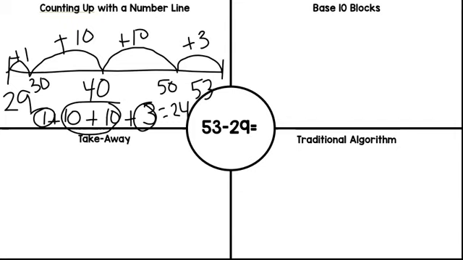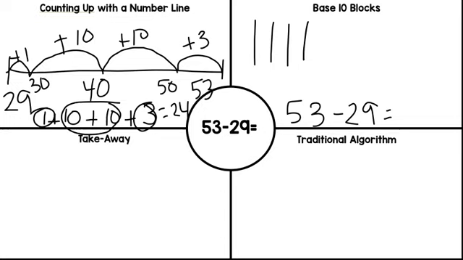Now, the next strategy we are going to use to solve this question is the base 10 block strategy, okay? Now, we are subtracting 53 minus 29. We're trying to find our difference here. And the answer to a subtraction problem is called a difference. So we are going to start by drawing the number 53 with base 10 blocks. Now, if you printed out the base 10 blocks that I put up in the resources, then you could use those, okay?